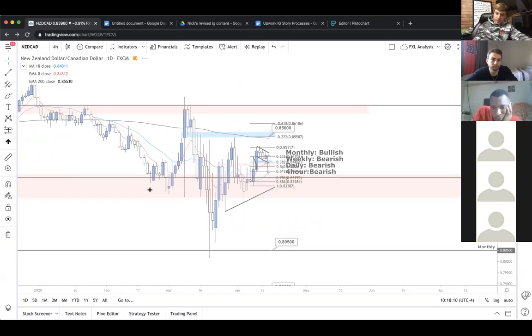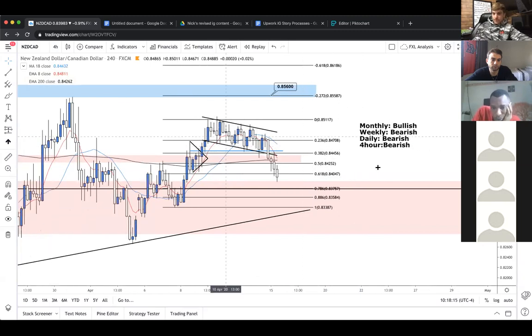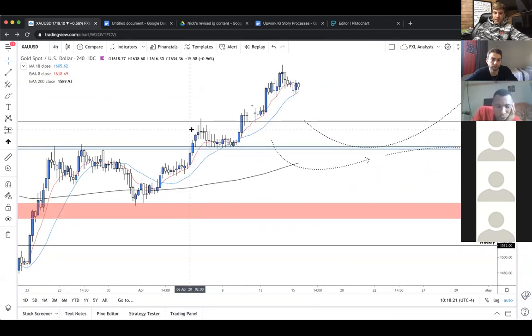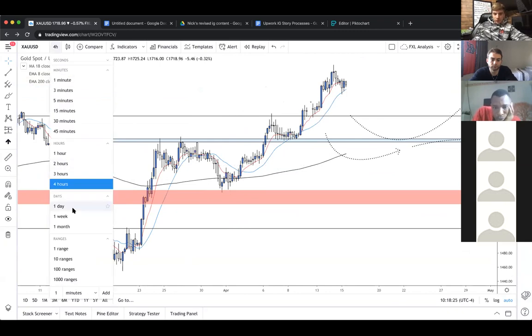But yeah, so I mean, it happens, guys. We got bid on this one. That's NCAD. And let's just take a look at gold real quick, which is still pretty bullish. Yeah, this is consolidating right now. Very, very bullish, guys, on gold, as we have been.